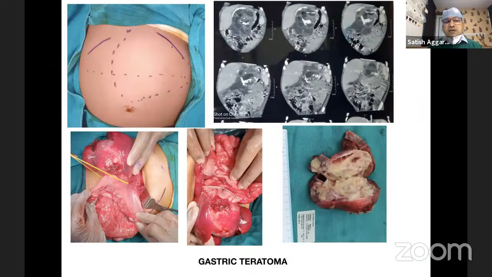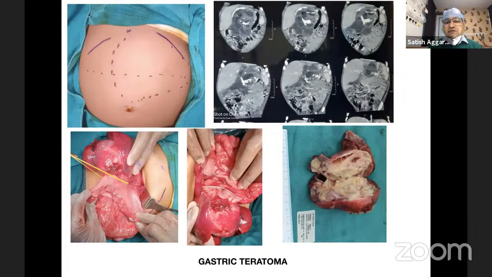So we do kind of a partial gastrectomy, remove the tumor, and in this child, this tumor had involved the left lobe of the liver as well. So he required a limited liver resection also. As in the middle picture, in the lower row, you can see I'm holding the portion of the liver which is attached with the tumor, and then you can see a staple line which is the partial gastrectomy.